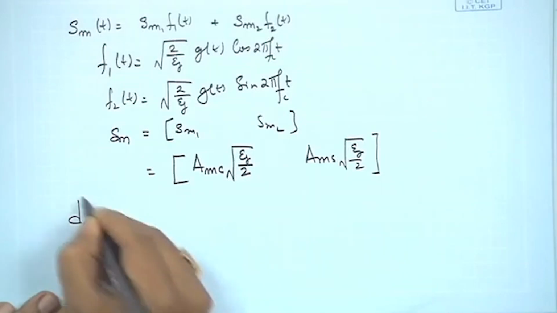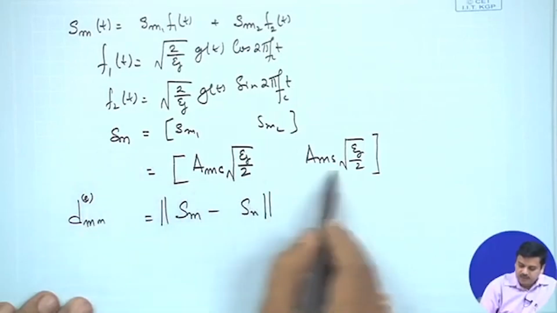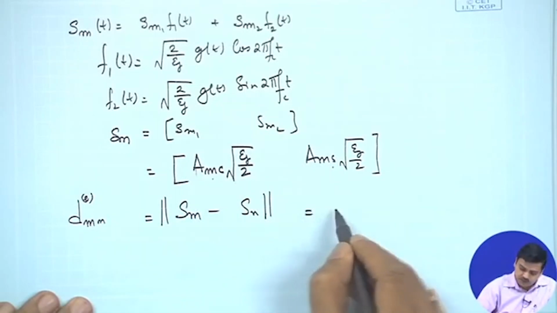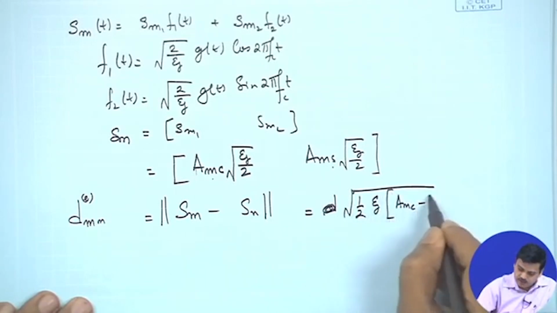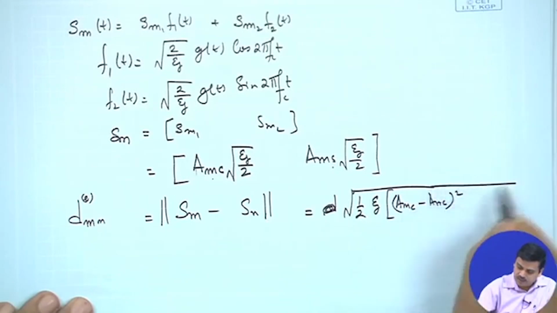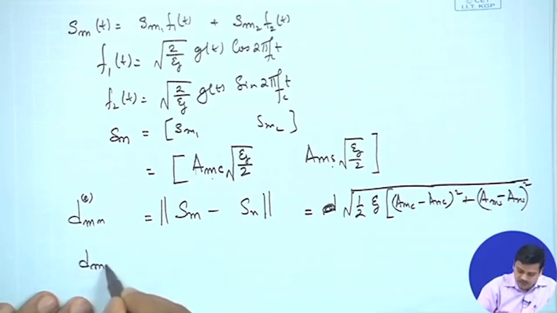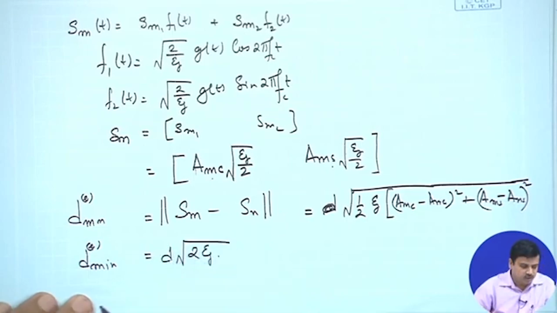So, in a similar fashion as we have done before, you could calculate the Euclidean distance between 2 points as the norm of s_m minus s_n. s_m is given, s_n would be similar, and you can keep on doing that, and the end result you are going to get would be d, and the minimum distance, sorry, this would be equal to square root of half Eg times (A_mc minus A_nc) squared, as we did before, plus (A_ms minus A_ns) squared, and the d minimum, that means the nearest constellation point, will be given by d = 2 root Eg.